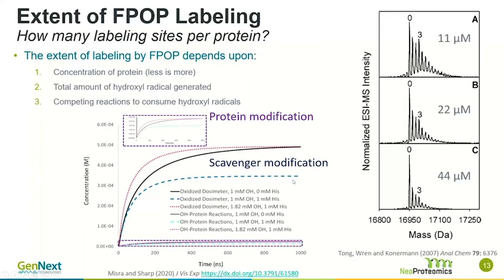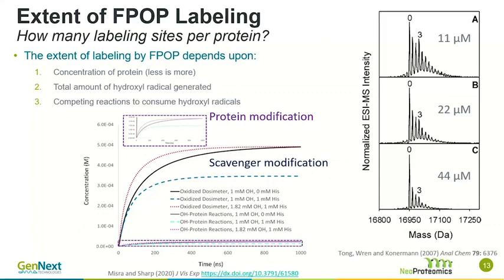But what I can do is keep this histidine in solution, but turn up the amount of hydroxyl radical I make, either by increasing my peroxide concentration or increasing my laser fluence. I can make more hydroxyl radical. So if I take this same solution with the histidine, and instead of making 1 millimolar hydroxyl radical, I make 1.82 millimolar hydroxyl radical, now I can get back to my original level of oxidation of the scavenger. Okay, who cares, right?